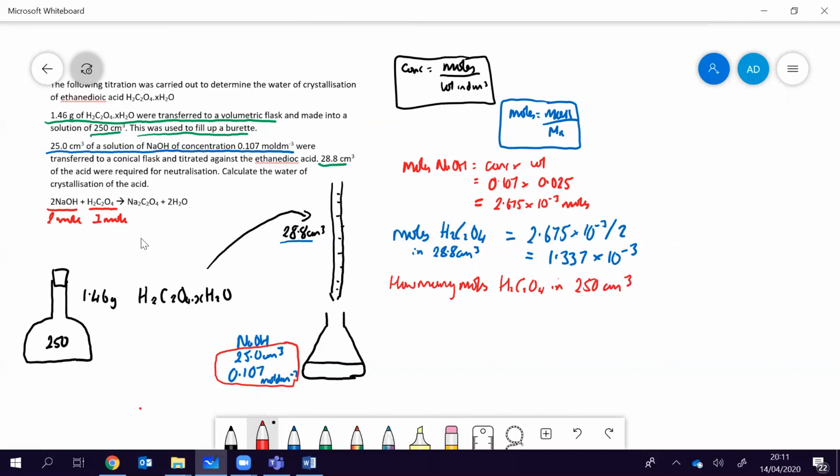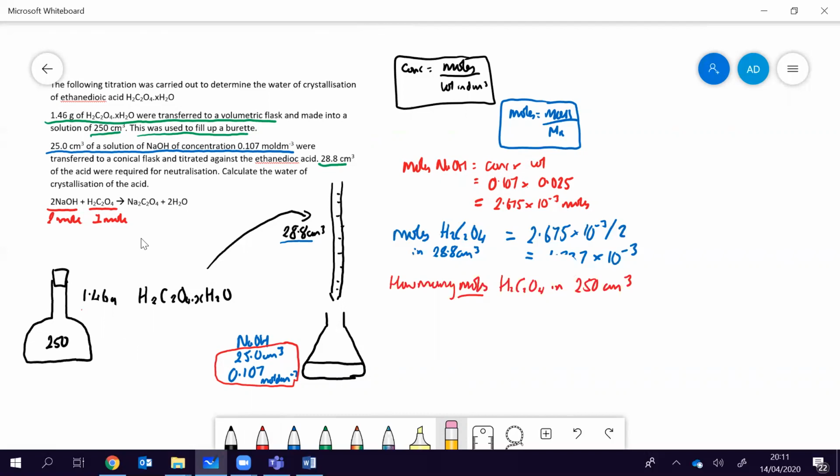Now, why do we want to find that out? Well, if we know the number of moles in 250 and we know the mass of that, we can work out the MR of this, can't we? And then when we work out the MR, we can work out X. So that's why we want to find that out. But, well, we've got to do it. How many moles in 250?